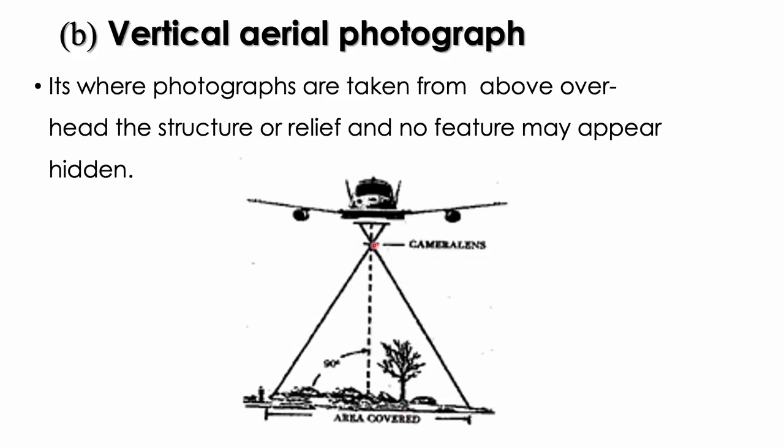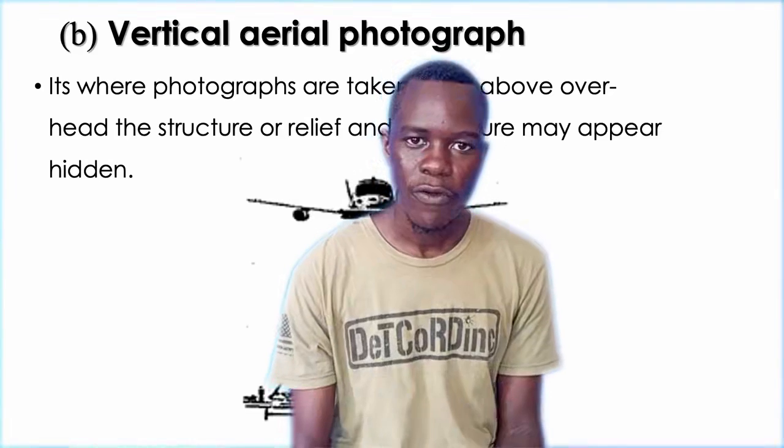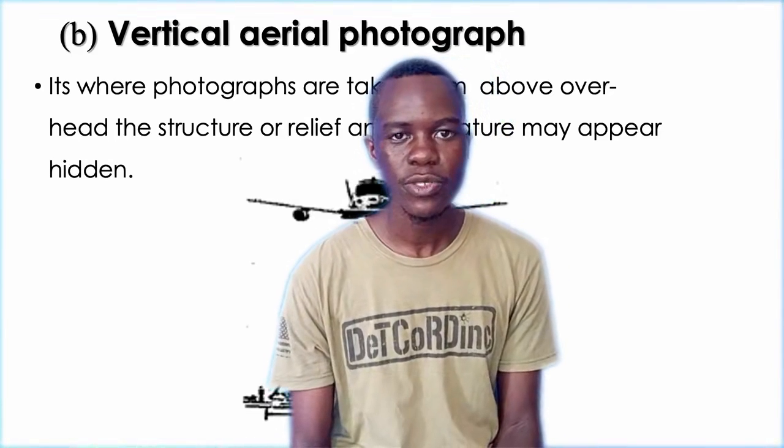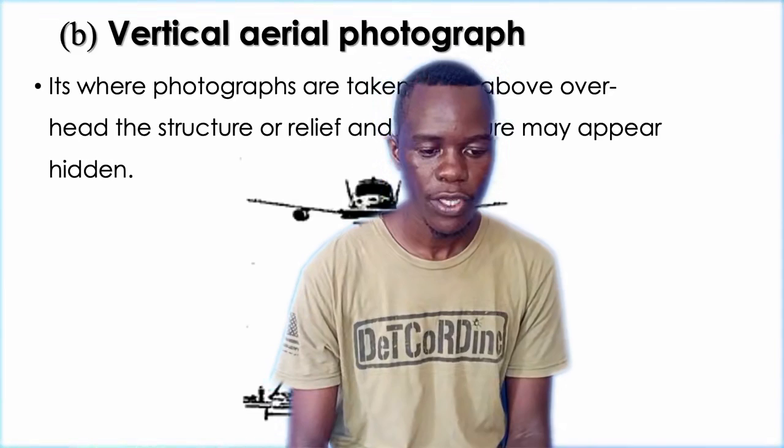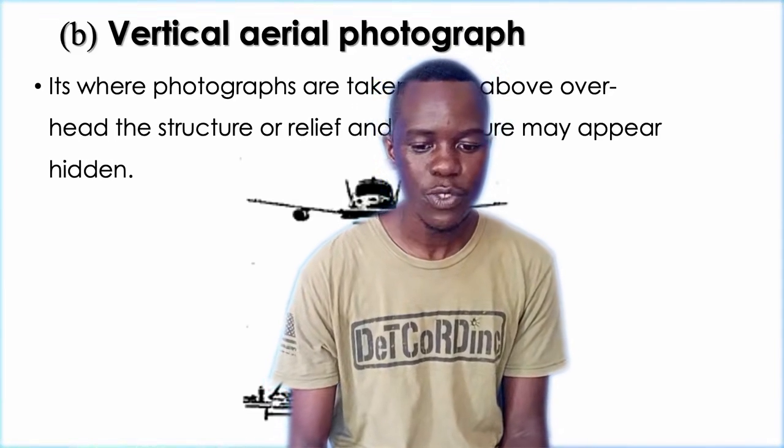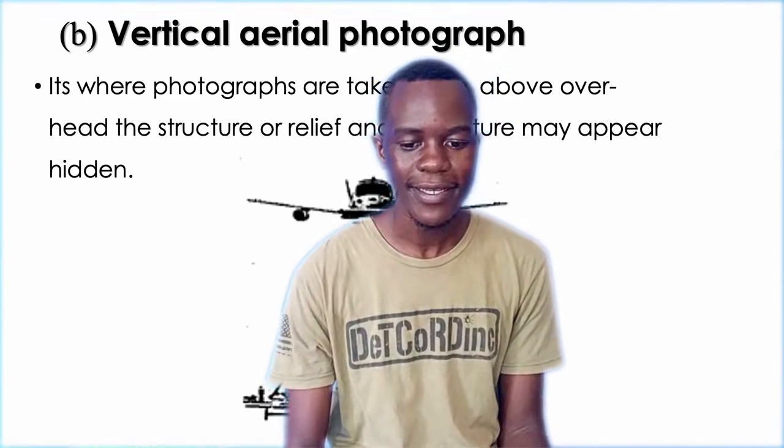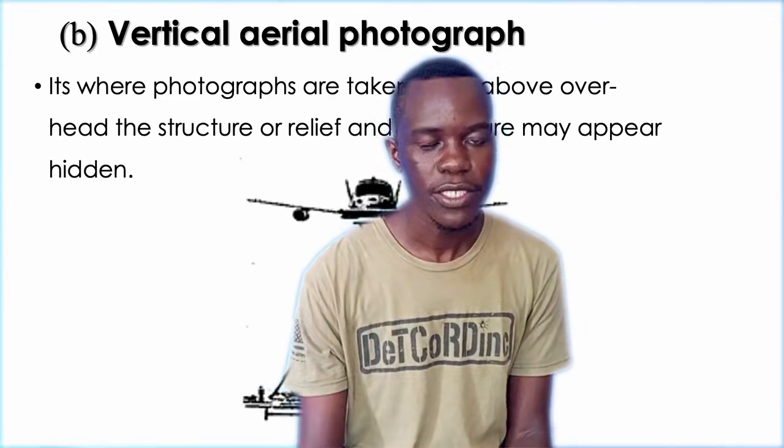So you have your camera here, your camera or the lens. So when you want to capture these images, it means that they will look clear and they will not be hidden because the images are taken directly overhead them. Now, we have looked at the two types of aerial photograph. So let's see the difference between aerial photograph and the satellite images.